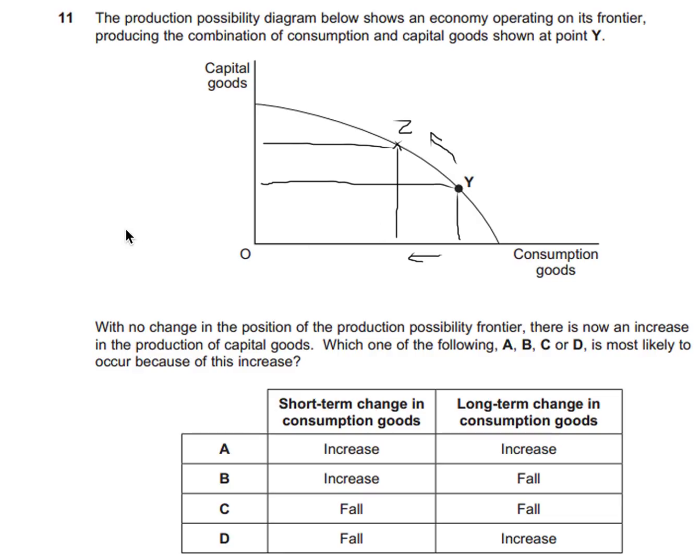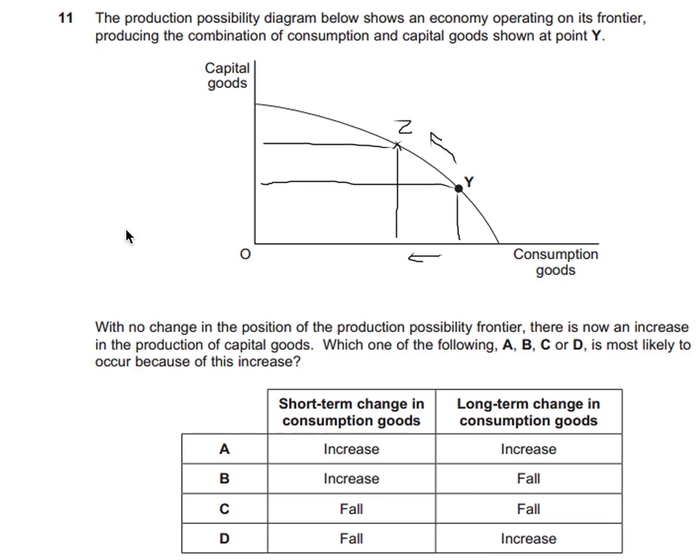With no change in the position of the production possibility frontier, there is now an increase in the production of capital goods. Which one of the following, A, B, C or D, is most likely to occur because of this increase? Now, with this question, we want to think about what's happening and why the trade-off between the short run and long run is happening.